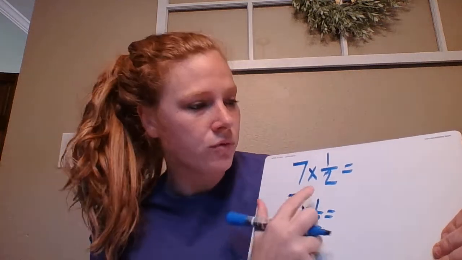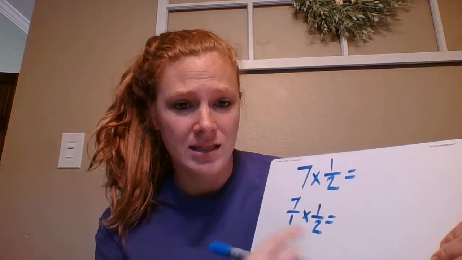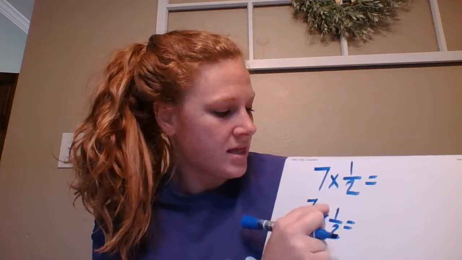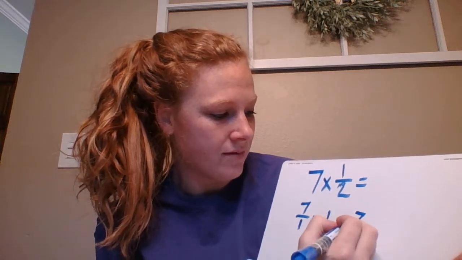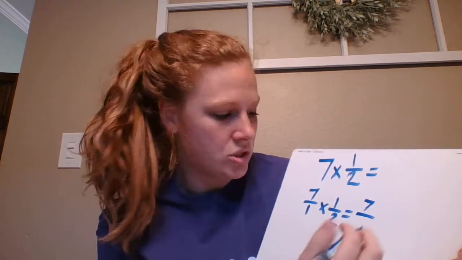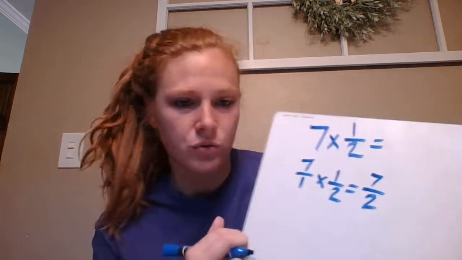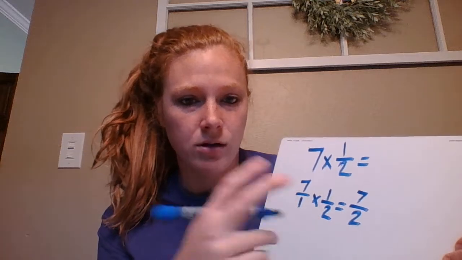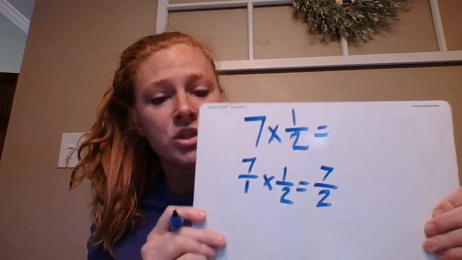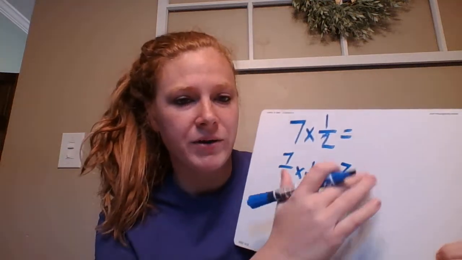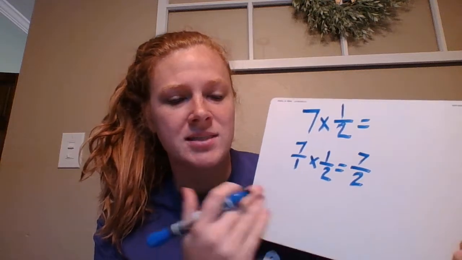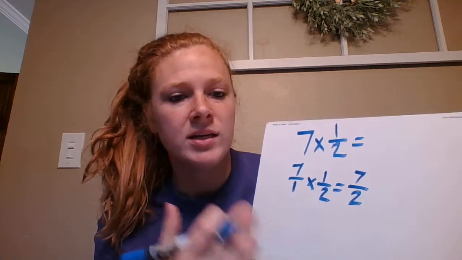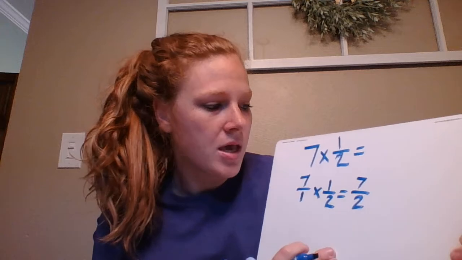Now we're going to only multiply the top numbers and then the bottom numbers. So 7 times 1 is 7. 1 times 2 is 2. So you might have as your answer 7/2, which is partially correct, but remember, because it's bigger on top than it is on bottom, that means it's an improper fraction. We need to make it a mixed number.